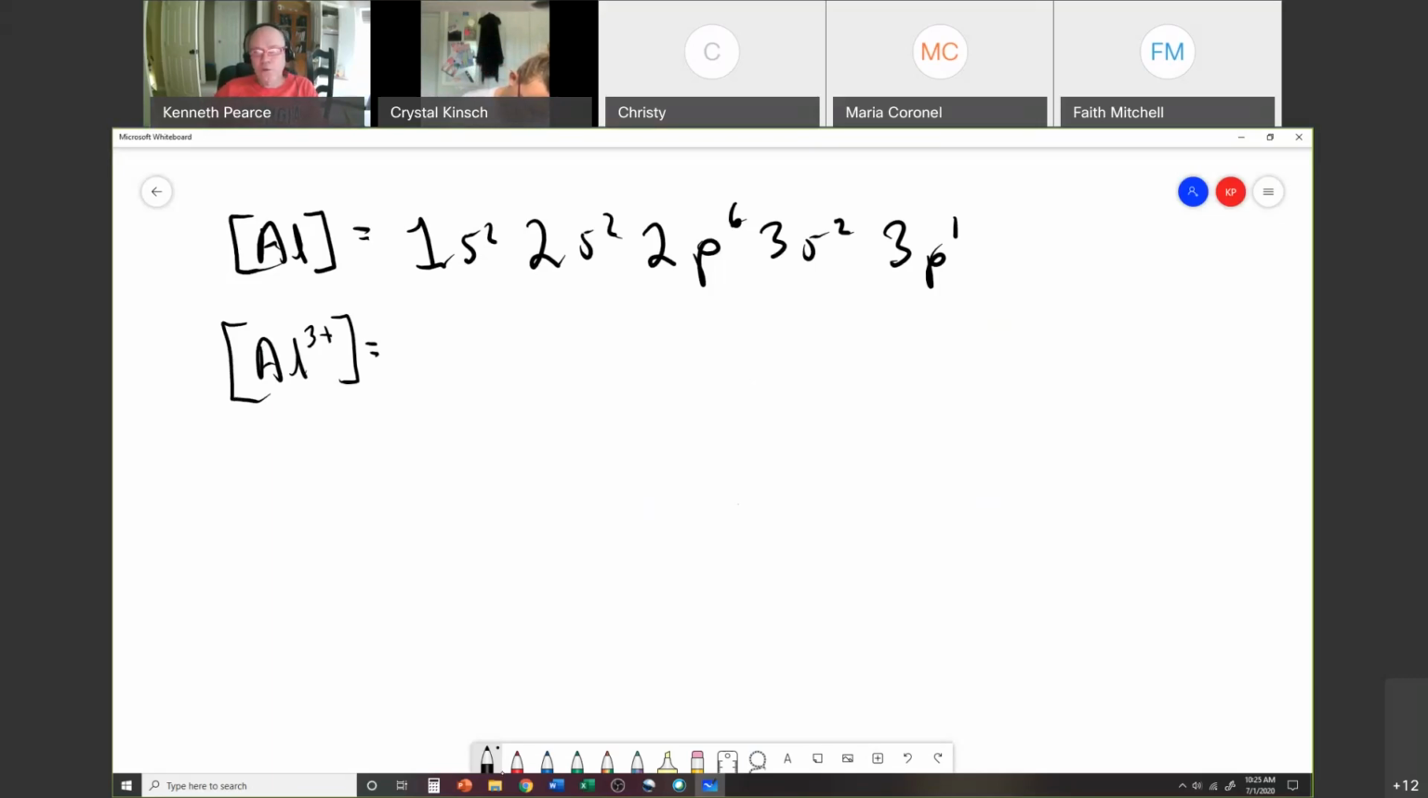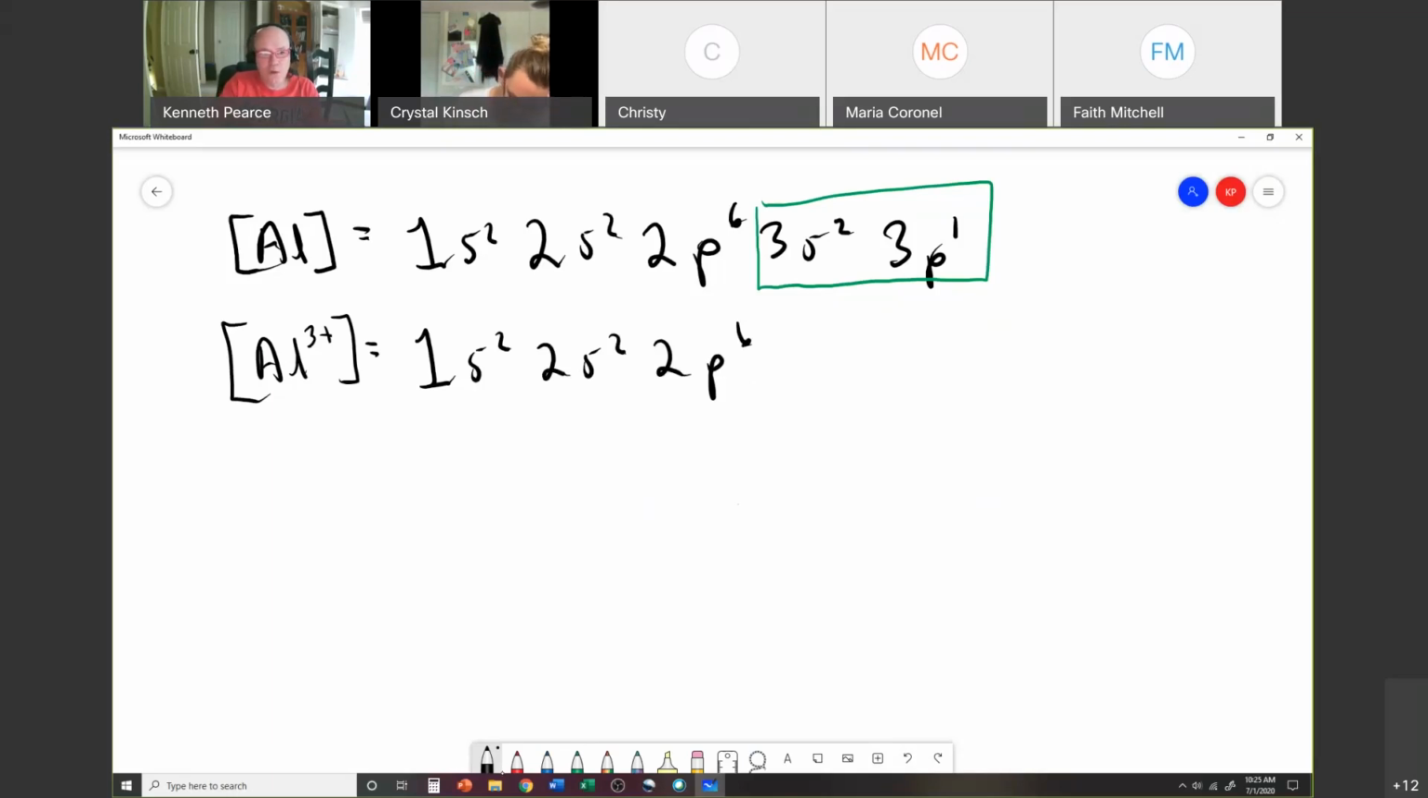Where are those ions going to come from? Well, they're going to come from the valence shell, which are these guys right here. And so we're going to pop off the P's, we're going to pop off the S's, and so you're going to end up with 1s2, 2s2, 2p6, and now we're missing 3 electrons, because what does 3+ mean? It means missing 3 electrons. Where'd they come from? They came from the valence shell.